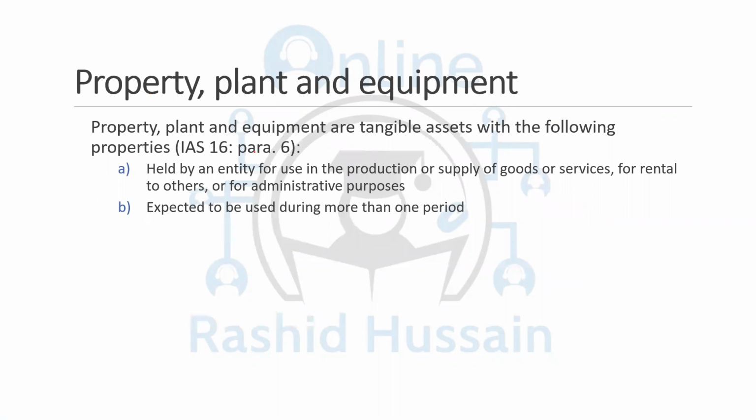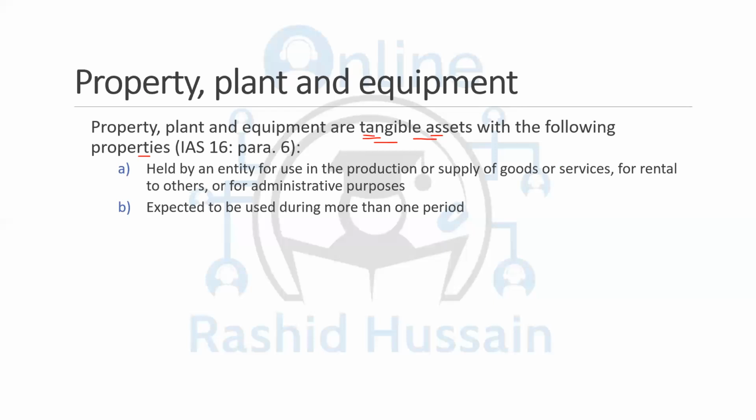So that's why we are studying the scope of the property, plant, and equipment, and we are going to study the definition. So property, plant, and equipment are the tangible assets with the following properties. So tangible, non-current assets, and we know the tangible asset means which are having the physical existence.